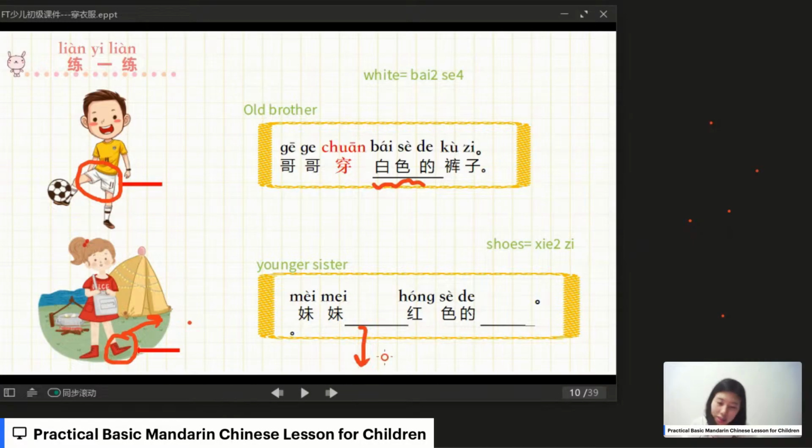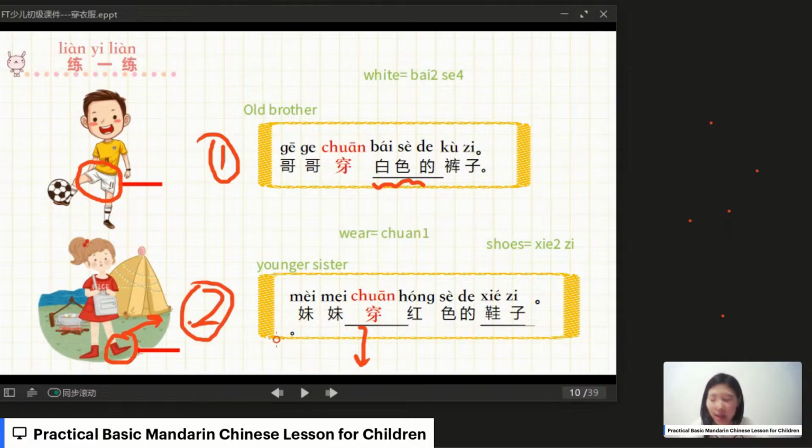So check this sentence. I think the whole sentence is missing the verb. It should be like younger sister is wearing the red shoes, right? So here, wearing would be 穿. So the whole part would be 妹妹穿红色的鞋子. Okay, read after me: 妹妹穿红色的鞋子. 好了. So one more time, the first sentence is 哥哥, older brother, 哥哥穿白色的裤子. Second, 妹妹, younger sister, 妹妹穿红色的鞋子.